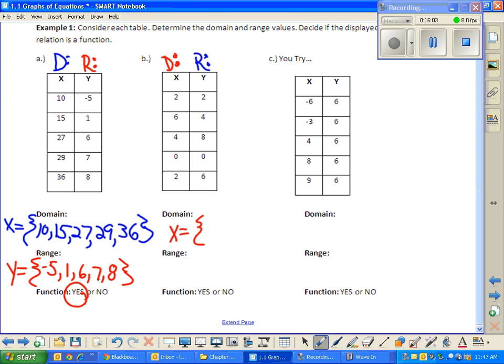So I see that a number repeats up there. I'm only going to write it down once. I always go from smallest to largest. So my smallest domain value is 0. Then I go from 2 to 4 to 6.